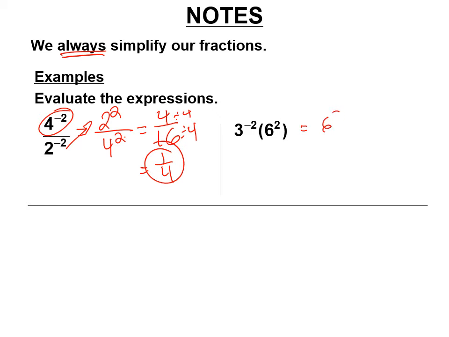So the 6 squared stays where it is, right? The 3 squared goes down in the denominator. So now you have 6 squared, or 6 times 6, 36. 3 squared, 3 times 3 is 9. 36/9, that's 4/1, but you can skip that and go right to 4. Plain old 4 is what that equals.